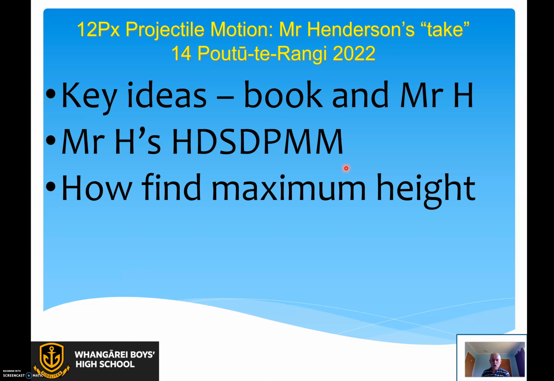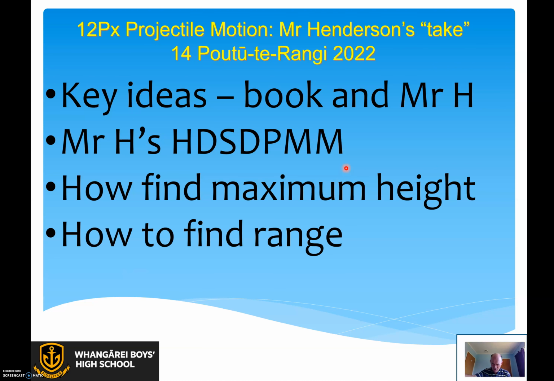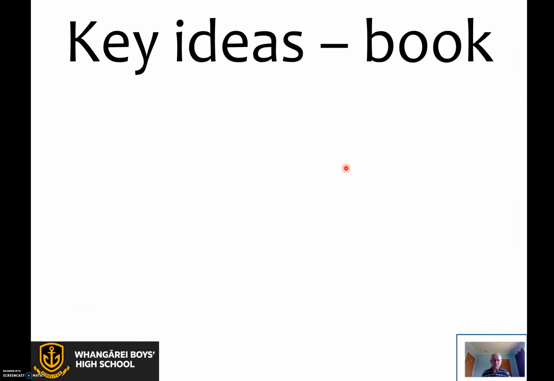How to find the maximum height of a projectile. This matters for things like human cannonballs. They don't want to hit the bottom of the tent, the roof. How to find the range, the distance that the projectile goes. We'll do an example. First of all, the book's got some key ideas, and they are found on page 106.